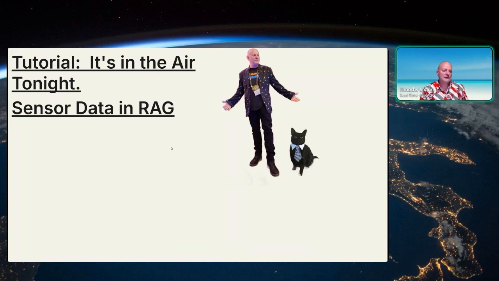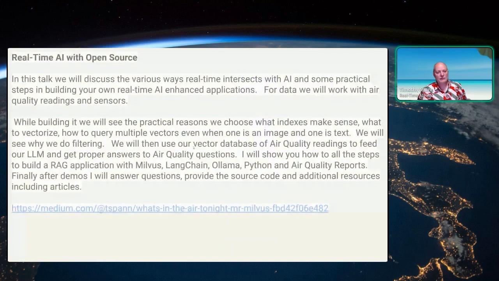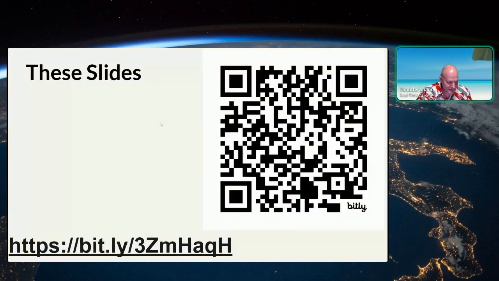Today it's a tutorial. It's called It's in the Air Tonight, Sensor Data in RAG. We'll cover how we get data, some different options there, some popular frameworks we're using, how we're doing this all in the open source, and all the different things that you could do with some different technologies, and we'll provide you as in depth as possible.